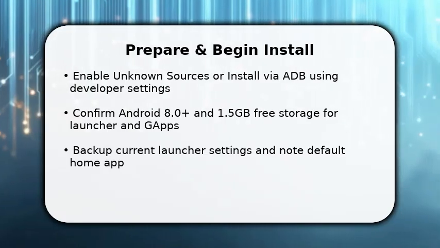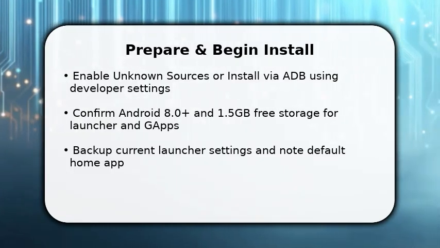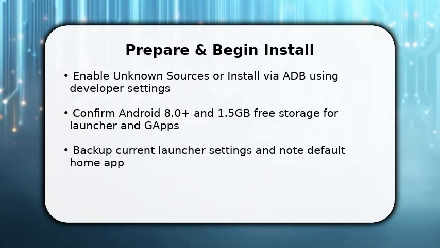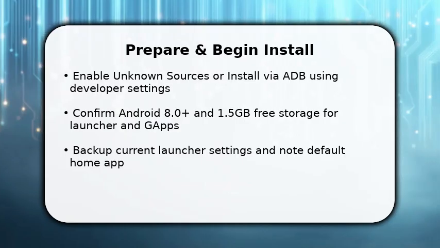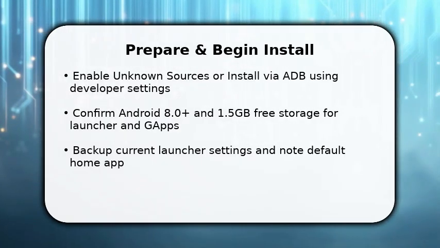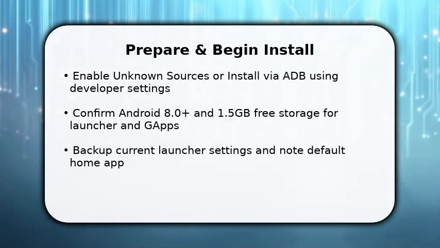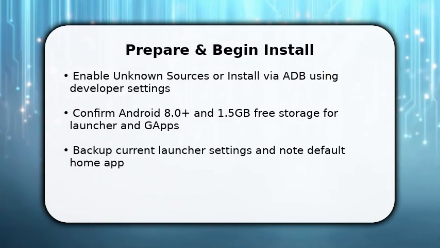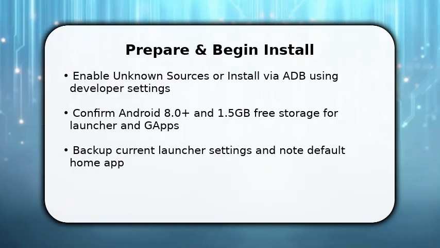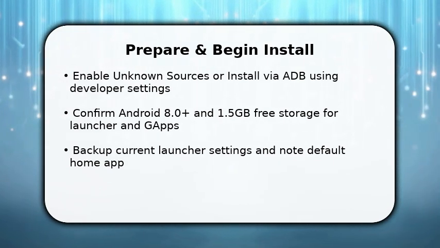You'll start by prepping the phone, enable developer options and USB debugging, then allow installations from unknown sources or plan ADB sideloading. Once done, confirm your device runs Android 8.0 or higher and has at least 5 GB free. This prevents install failures. Make sure to back up or record your current launcher choice so you can revert if needed. Now download the compatible Pixel Launcher APK variant for your Android version and get ready for the install step.